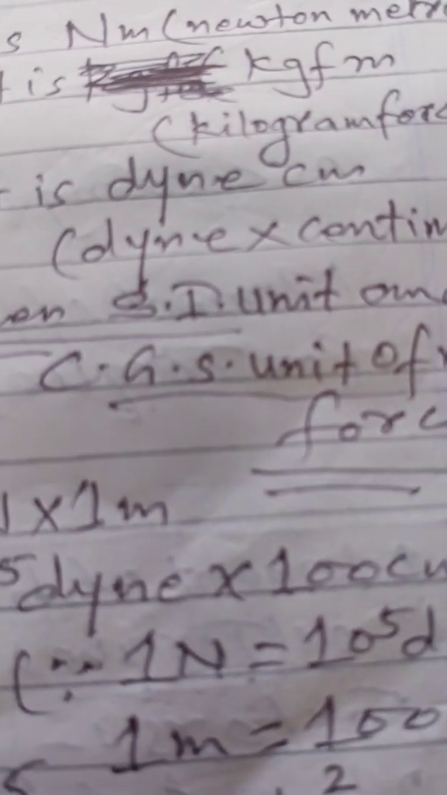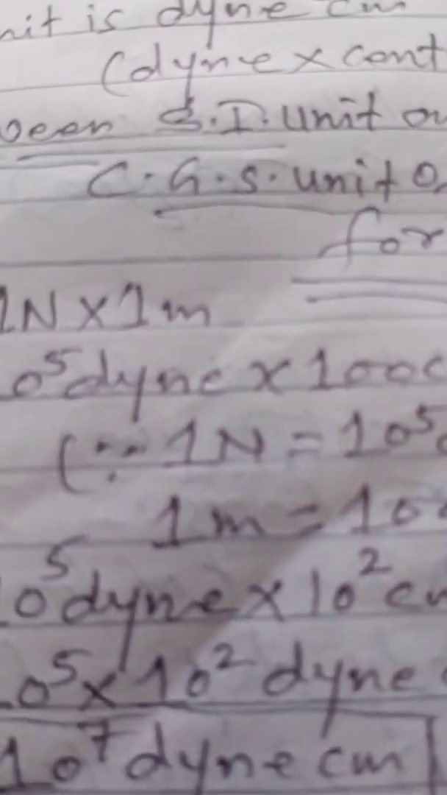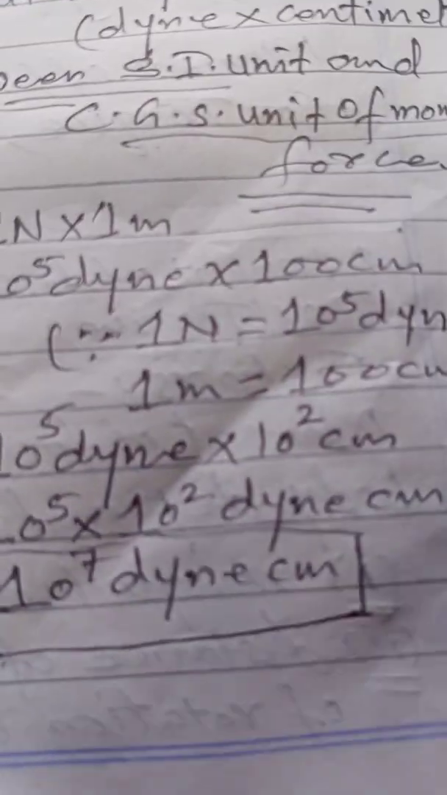Relation: 1 Newton meter is 1 Newton into 1 meter. So 10^5 dyne into 100 centimeter. 1 Newton is 10^5 dyne and 1 meter is 100 centimeter, and 100 is 10^2. So 10^5 into 10^2 dyne centimeter, that is 10^7 dyne centimeter. So 1 Nm is 10^7 dyne centimeter.